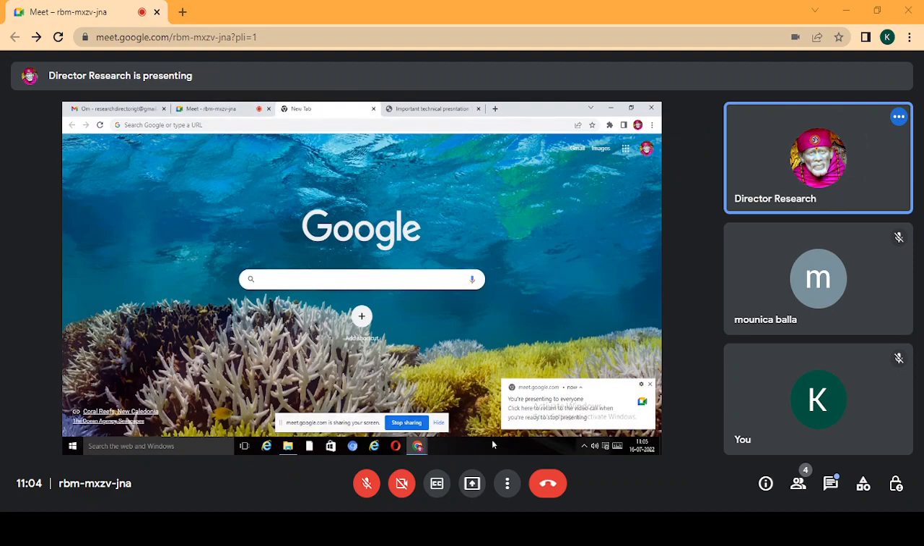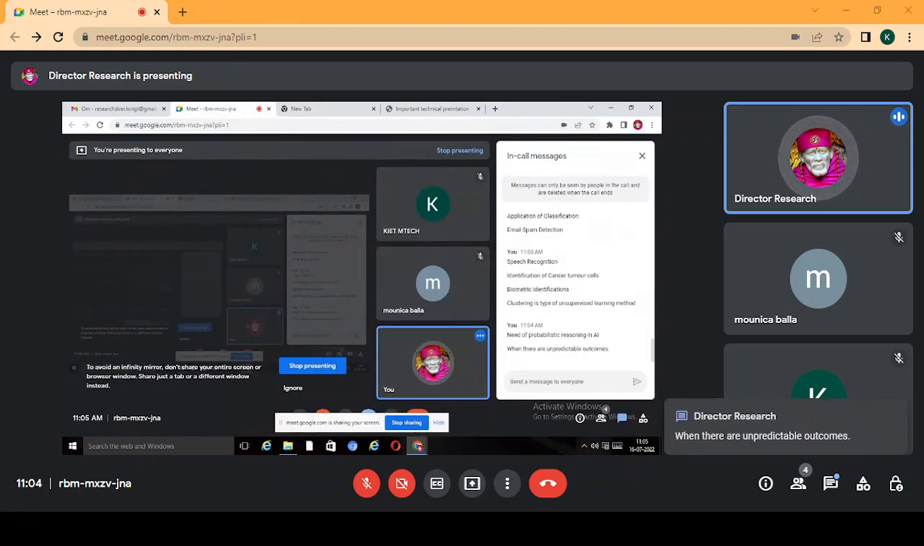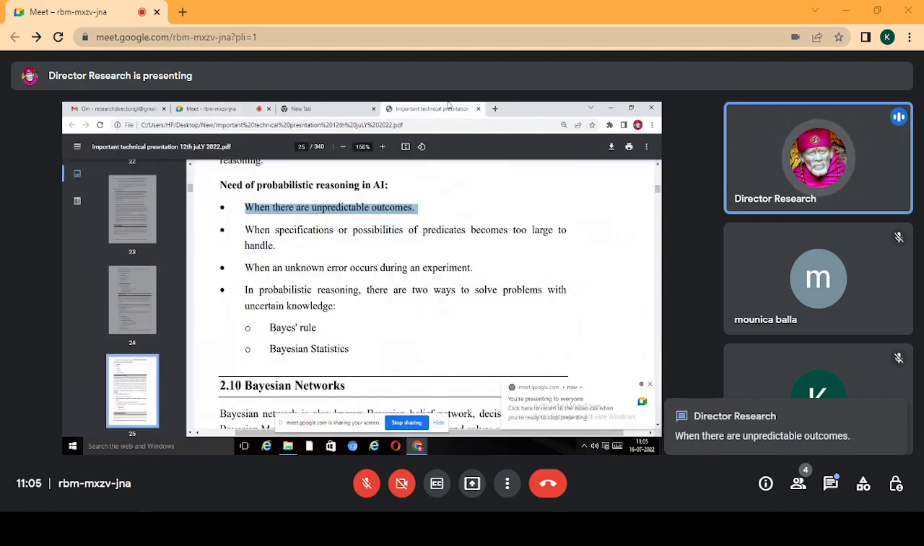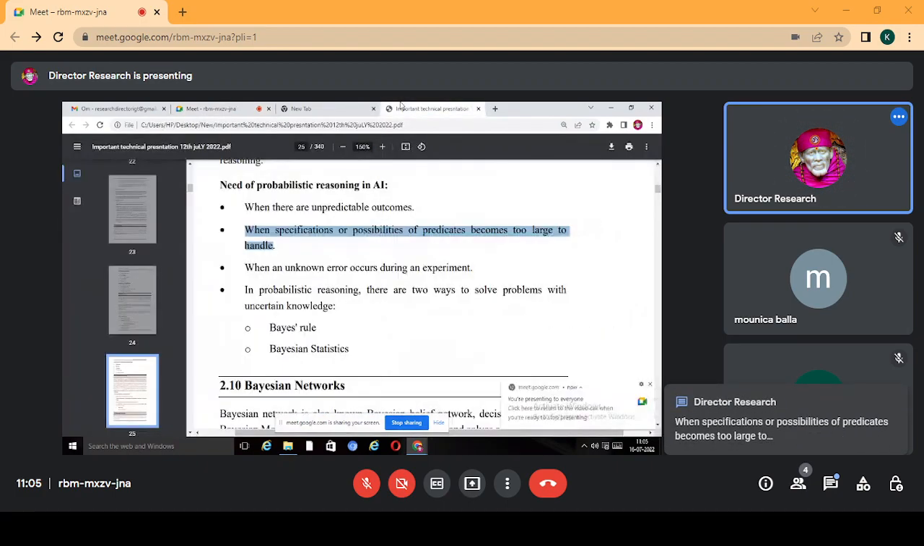The first point is when there are unpredictable outcomes. That's why I told the percentage of rain. That's an unpredictable outcome, one of them. There are too many things like that, unpredictable outcomes. The second one is when specifications or possibilities of predicates become too large to handle.